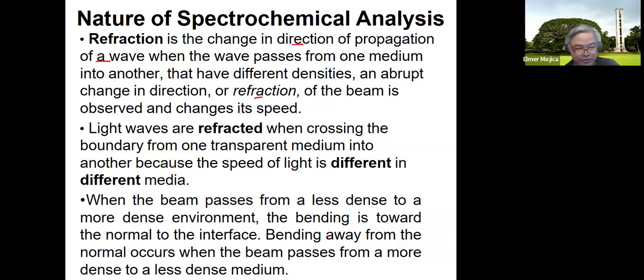So how do you think we look at refraction? In reflection, we have bouncing of light, but in refraction, how do you think we look at it? Let's say this is the incident light. This is air and this is glass. Is there any difference there?